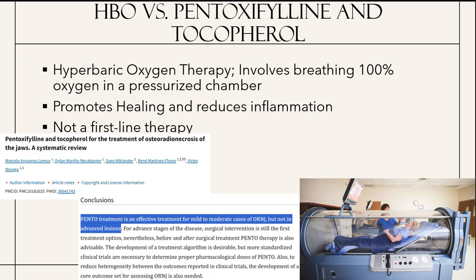It goes on the old principle, which is that the bone is hypocellular, hypoxic, and hypovascular. Low in cells, low in blood supply, and low in oxygen. So for mild to moderate cases, we can also use 2 medications called pentoxifylline and tocopherol.